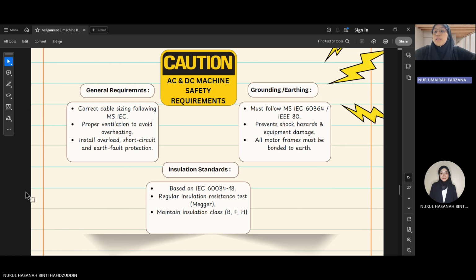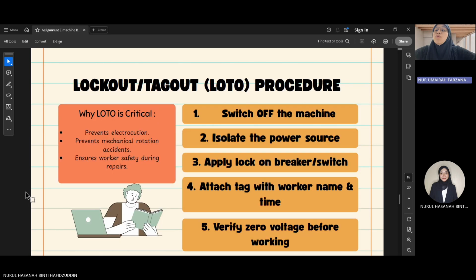Installation must comply with IEC 60034, and insulation resistance testing using a megger must be done regularly to ensure safe operation. Lockout/tagout is required by OSHA and is critical during maintenance work.